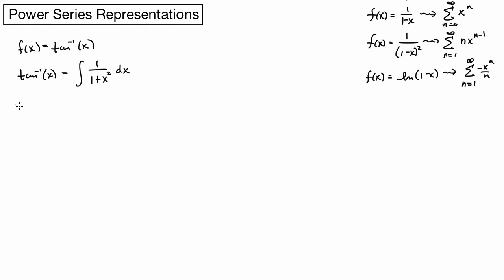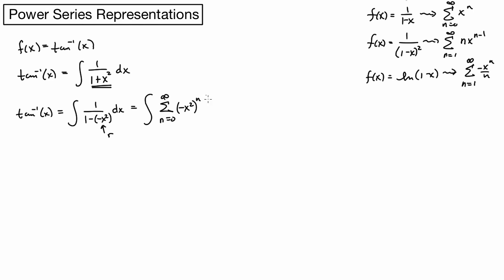Well, that means then that I can think of arctangent in terms of this integral, but I'm thinking of it in terms of my geometric series now. So I can replace the integrand, the thing inside the integral, with the sum. N goes from 0 to infinity of the ratio r here, which is negative x squared, raised to the n, and then I'm integrating that series. So let's think about that series for a second.